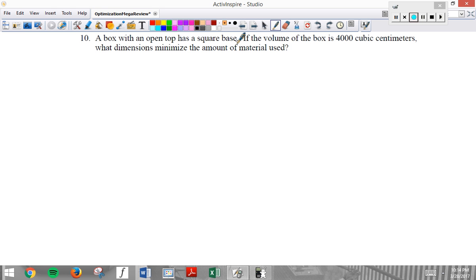A box with an open top has a square base. Volume of the box is 4,000. What dimensions minimize the amount? Go for it. 3, 2, 1. I'm going to draw my picture. I know. It's going to be hideous. I'm sorry for this artistic hate crime. Wow, it was okay until the last one, I guess.